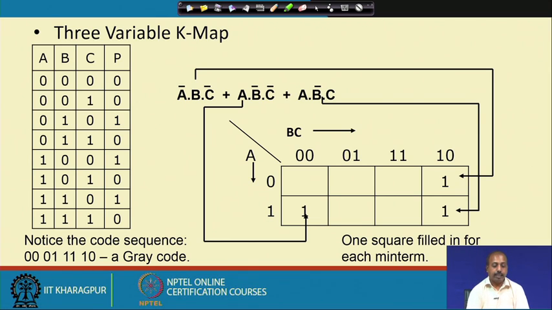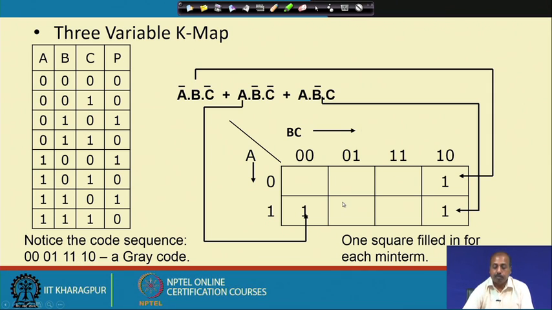You will see later that this is a type of coding where only one bit changes between successive terms. That is called a gray code. It is 0 0 to 0 1, only the LSB is changing. Similarly, 0 1 to 1 1, only the second bit is changing, and 1 1 to 1 0, again only the LSB is changing. So, when only one bit is changing, we get a gray code.